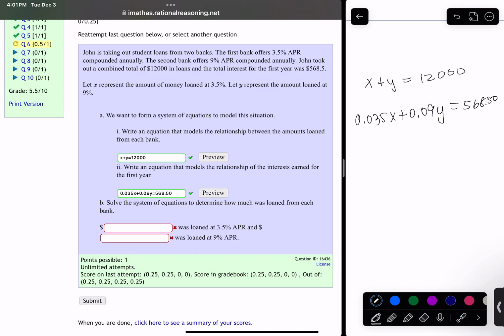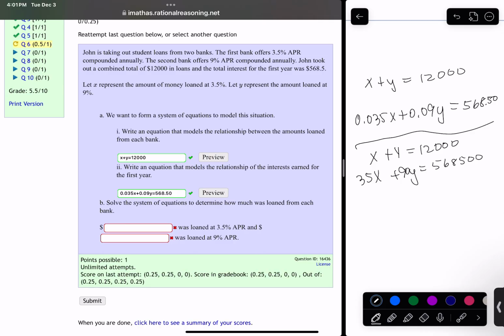So our first equation is going to stay. And then we get 35x plus 90y equals 568. I keep writing that wrong. I'm sorry, 568,500. So I've moved all the decimal places 3 to the right.